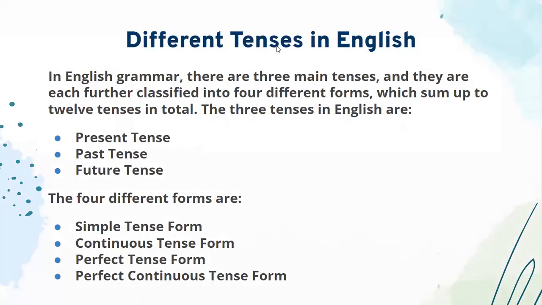Different tenses in English. In English grammar, there are three main tenses: present, past, and future. Under each one we have further classified four different forms, so altogether that makes 12. So our three main tenses are present, past, future, and under each of them come all four different forms: simple, continuous, perfect, perfect continuous.